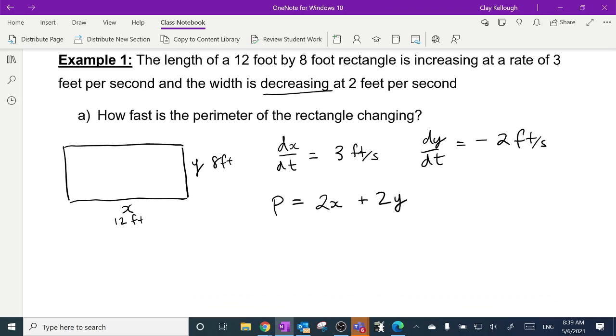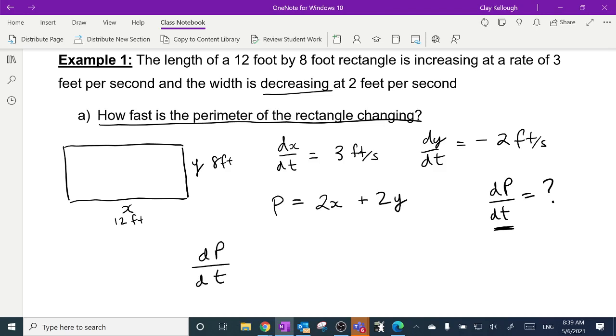Okay, what am I actually looking for? I'm looking for this, right? How fast is the perimeter of the rectangle changing? That's this quantity right here, right? What's the change in perimeter over time? So I'm going to take the derivative of both sides, which gives me what I'm looking for on that side.